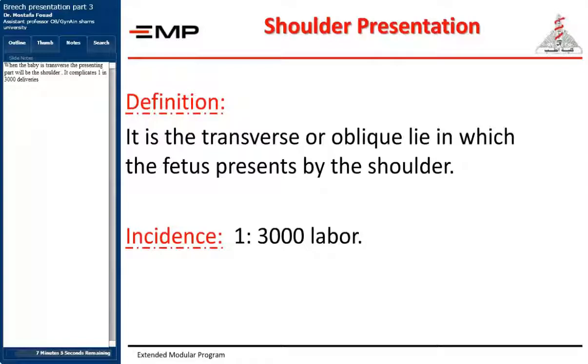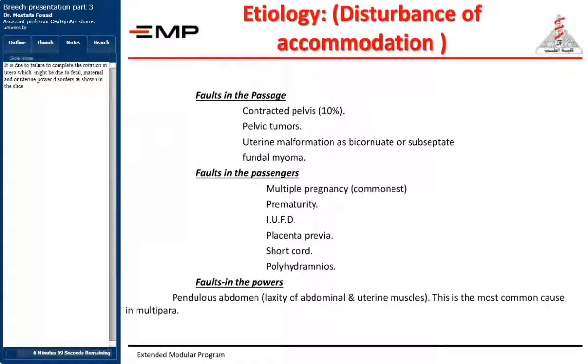When the baby is transverse, the presenting part will be the shoulder. It complicates 1 in 3,000 deliveries. It is due to failure to complete the rotation in utero, which might be due to fetal, maternal, and/or uterine power disorders as shown in the slide.